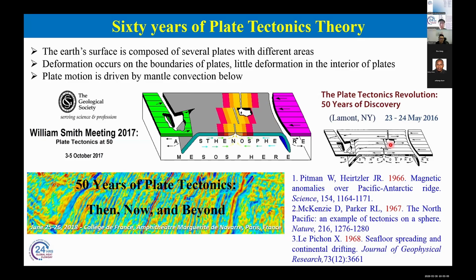The second one is on the deformation. The deformation is just limited to the narrow boundary between the plates, such as the convergent, divergent, and transform boundaries. So little deformation can be found in the interior of the plates. The third one is about the driving force. Plate motion is basically driven by the mantle convection below, also associated with the ridge push and the slab pulling force. So these are the basic key points of the plate tectonics.